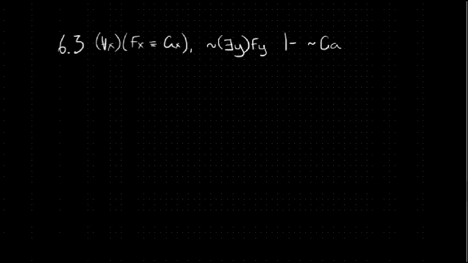Okay, question 6.3 is: every x is such that Fx if and only if Gx, not Ey Fy, therefore not Ga.